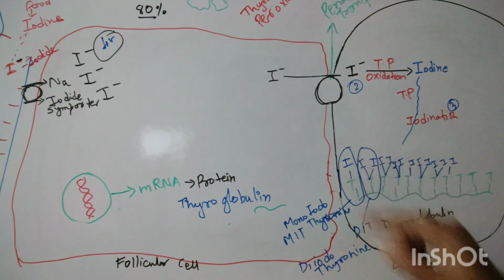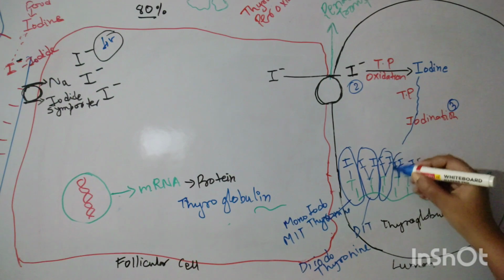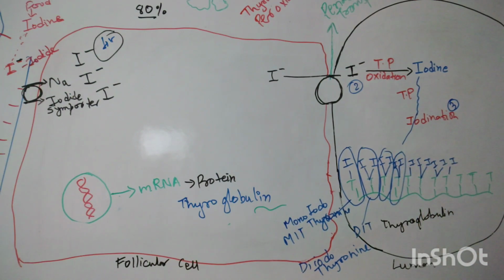So now these molecules are formed. MIT will form a couple with DIT, MIT and DIT, and DIT and DIT.